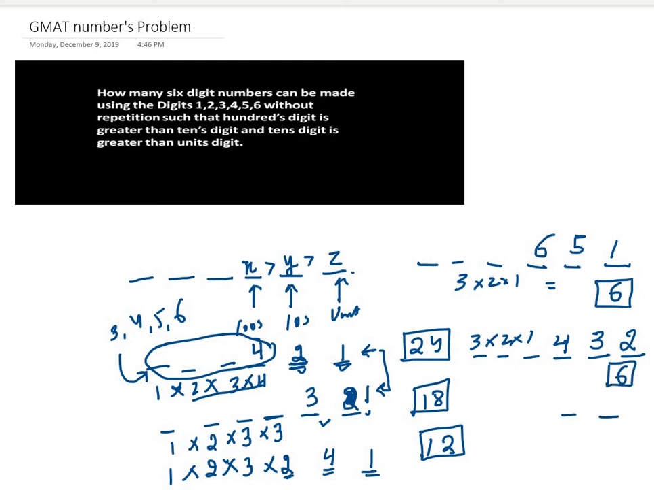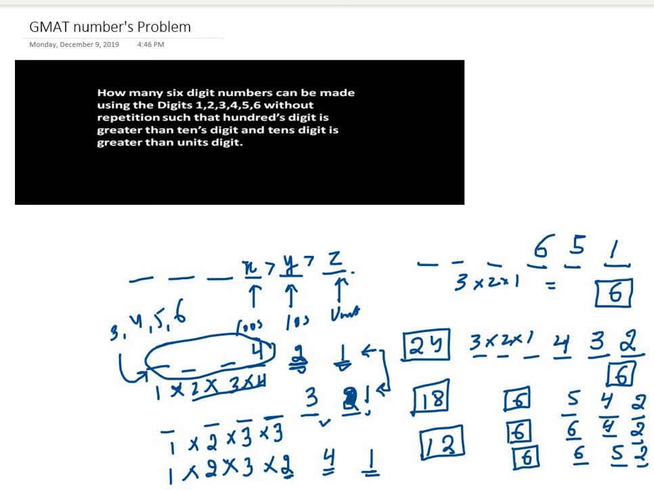Now 2, 4, 5 is another possibility. 2, 4, 6 is another possibility. 2, 5, 6 is another possibility, right? So these 3 possibilities are there, with each possibility yielding 6 new numbers satisfying the condition in the question, right? So now we have covered all the possibilities with the unit place being 2 also.